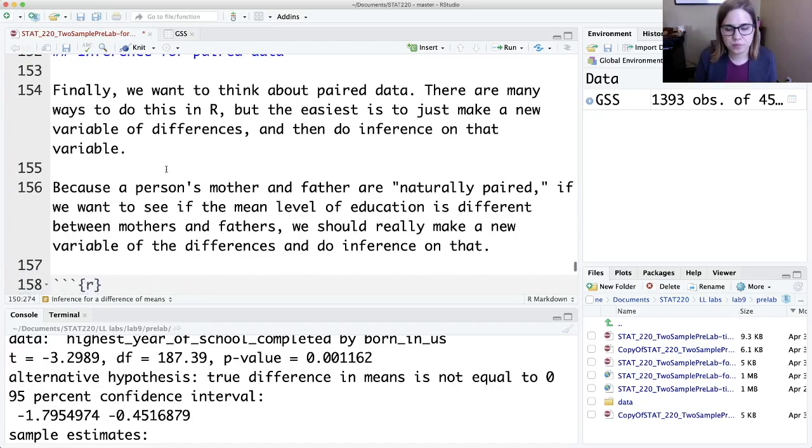So this data set is assuming heterosexual marriage, and someone would have a mother and a father. That's the way the data is set up and the questions are asked. So the mother and father are kind of naturally paired. Everyone has one of each. And so if we wanted to see if the mean level of education was different between mothers and fathers, we could make a variable of the differences and do inference on that.